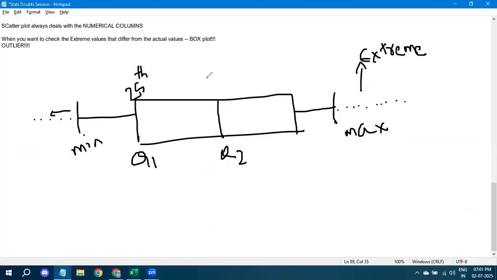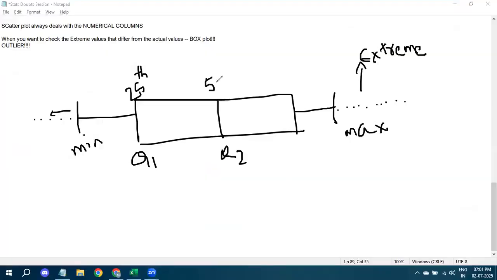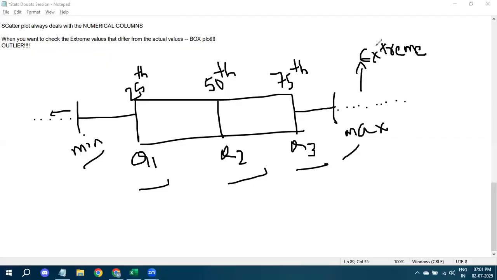Okay, guys. Q2 is the 50th percentile. Q3 is the 75th percentile. Q1 is the 25th percentile. Minimum value, maximum value, and extreme values are called outliers. Clear? This is called a box plot.